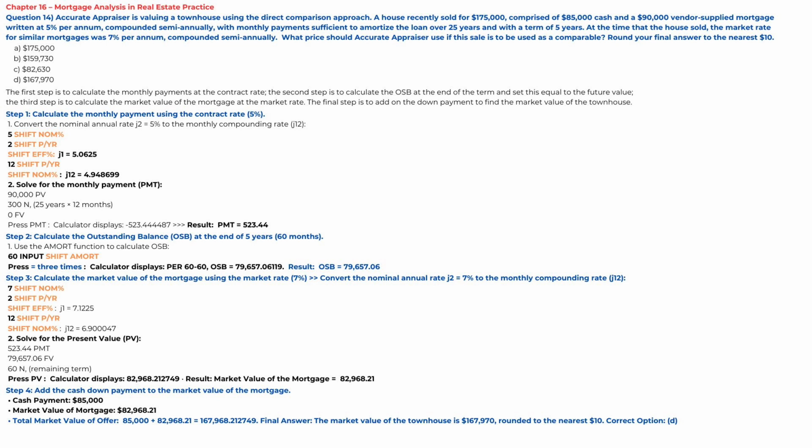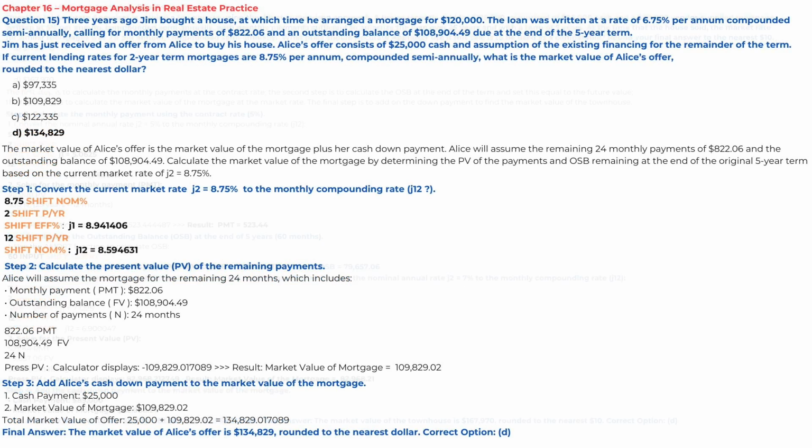Step 4. Add the cash down payment to the market value of the mortgage. Cash payment, $85,000. Market value of mortgage, $82,968.21. Total market value of offer, $85,000 plus $82,968.21 equals $167,968.21. Final answer, the market value of the townhouse is $167,970, rounded to the nearest $10. Correct option D.